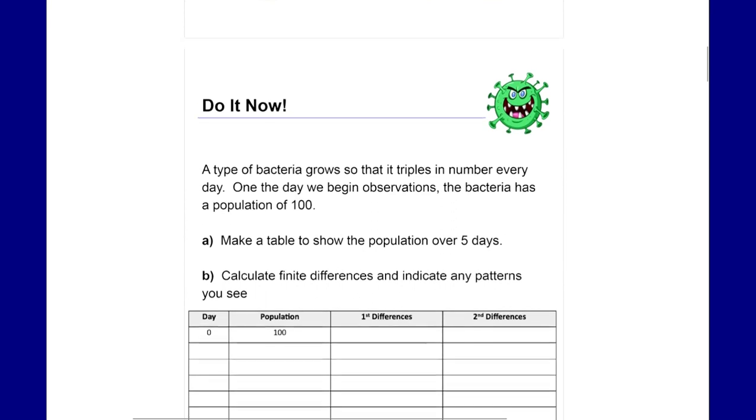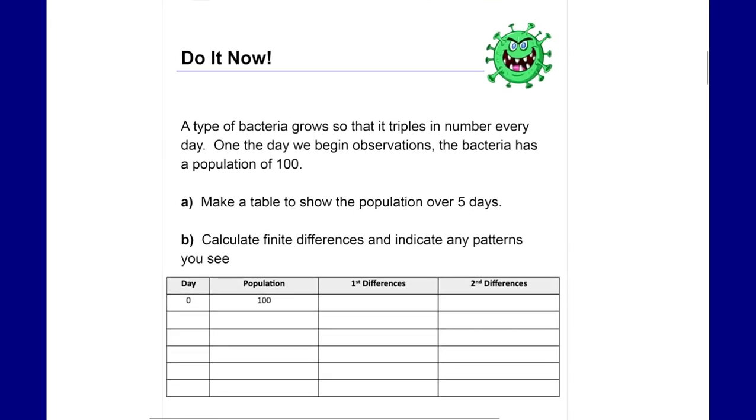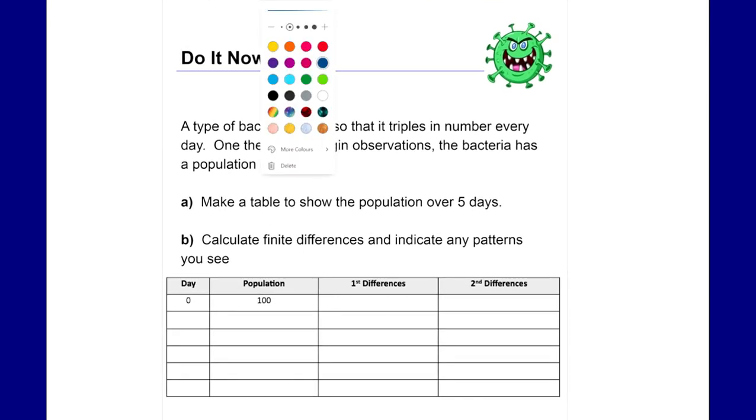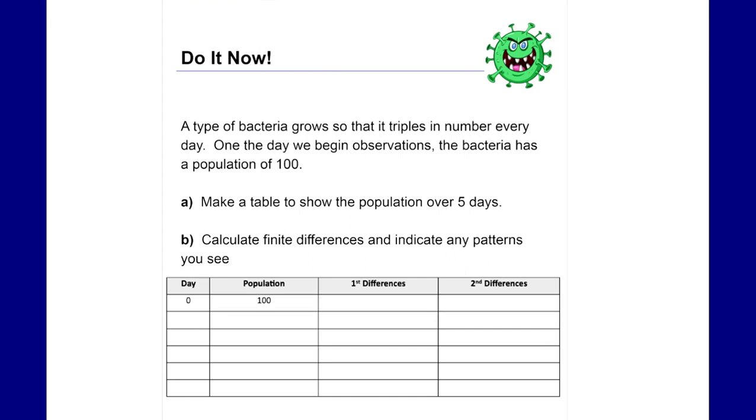First, we're going to go through an example to get us introduced to exponential functions. A type of bacteria grows so that it triples in number every day. On the day we begin observations, the bacteria has a population of 100. We want to make a table to show the population over 5 days, and we want to calculate the finite differences and indicate any patterns that we might see.